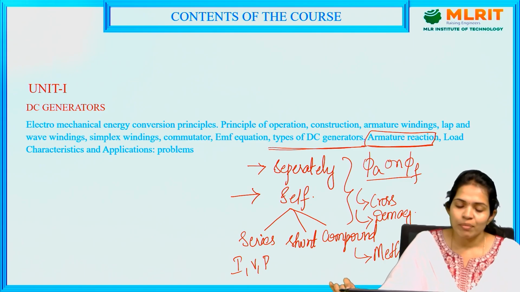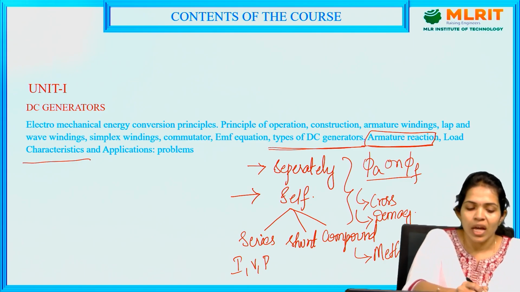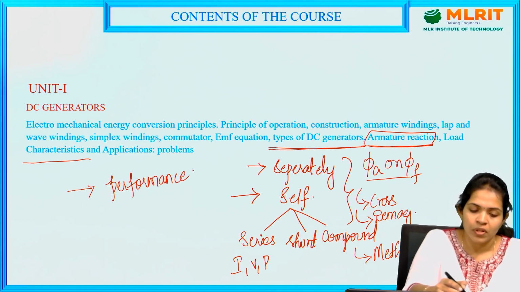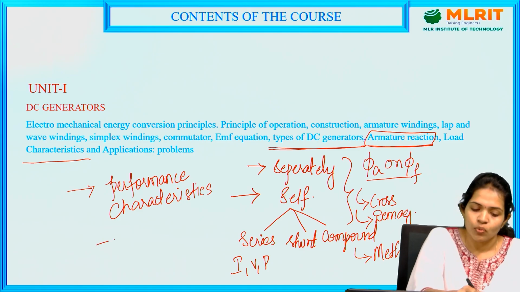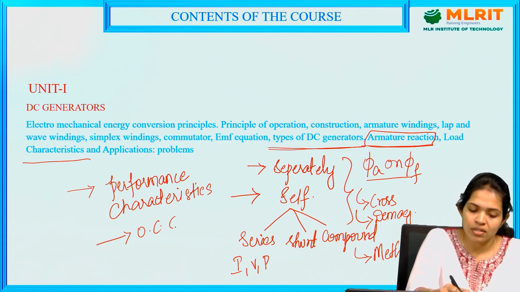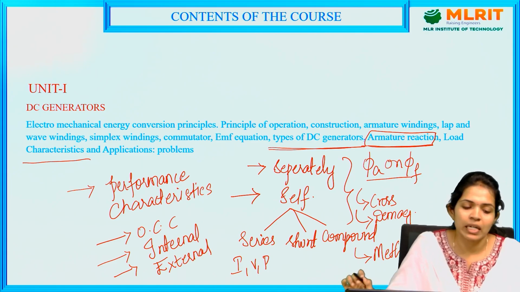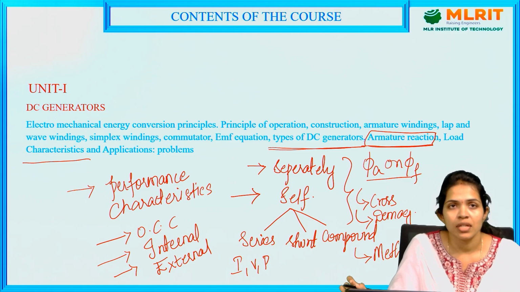Then coming to the load characteristics. Load characteristics are nothing but the performance characteristics of a DC generator. Again, here we basically have 3 types of characteristics. First one is open circuit characteristics. The second one is internal characteristics. And the third type is external characteristics. So all these characteristics will be discussed in detail under the topic load characteristics of DC generators.